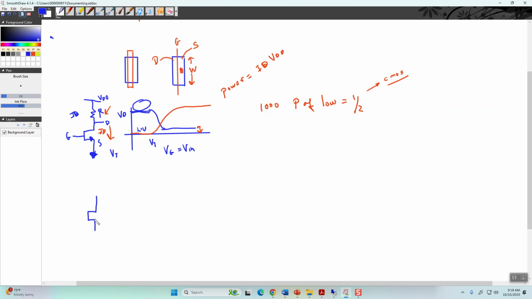So now we have the same driver, right? But now we're going to replace this with another NMOS transistor, same threshold voltage, everything. Okay. And we're going to diode connect it. All right. So I can get the same kind of resistance in a much smaller package.